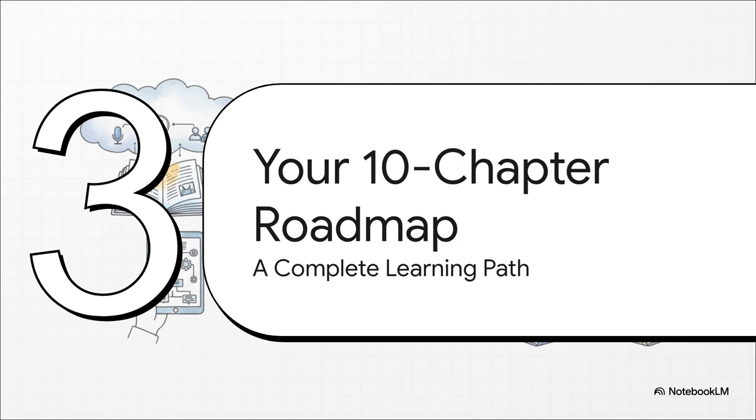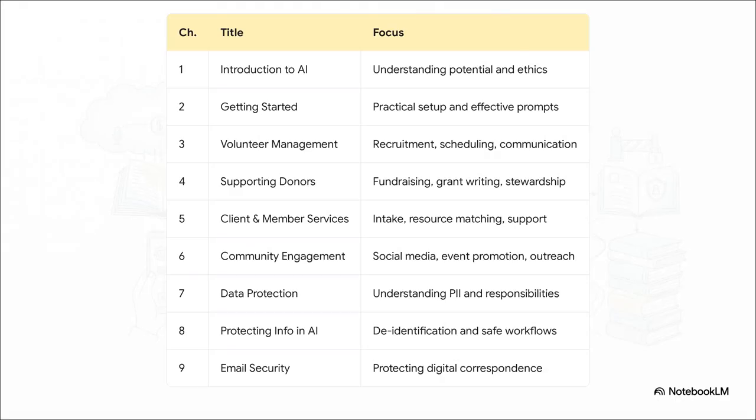Let's take a quick look at the full roadmap all in one place. Here it is, the whole 10-chapter roadmap. You can really see the logical flow we've designed. We start with those foundational skills in 1 and 2, then we immediately apply them to your core work in chapters 3 through 6. And then, starting in chapter 7, we build that essential shield of protection, teaching you how to handle data safely and defend against outside threats. It's a complete path from potential to protection.